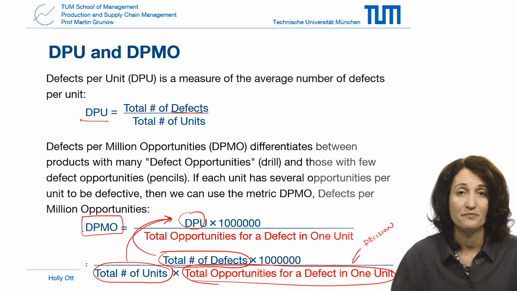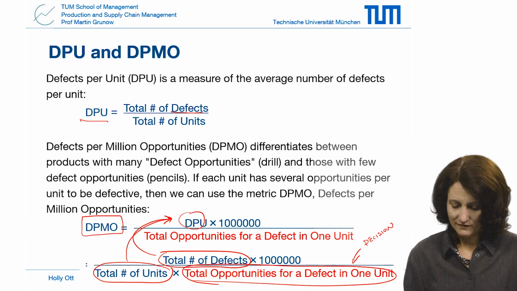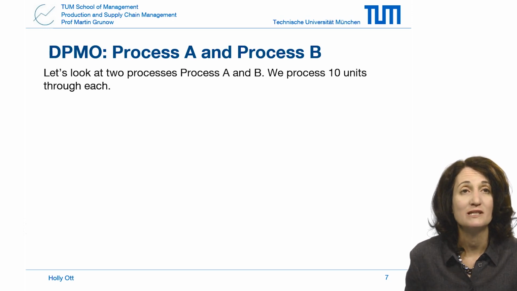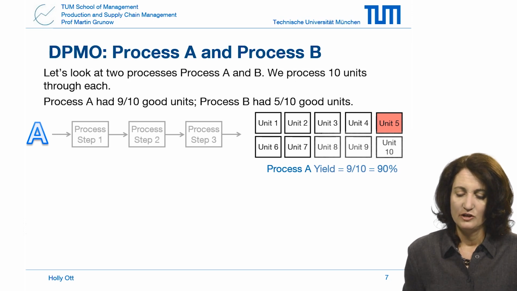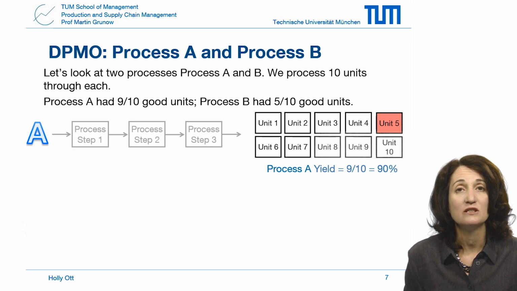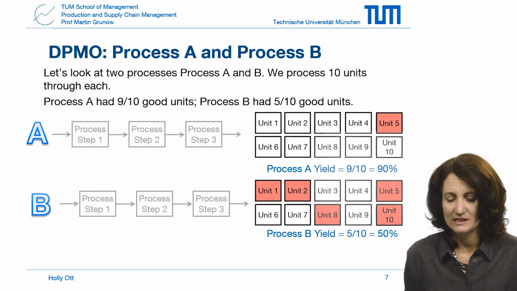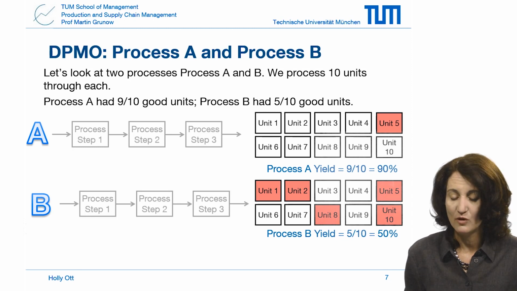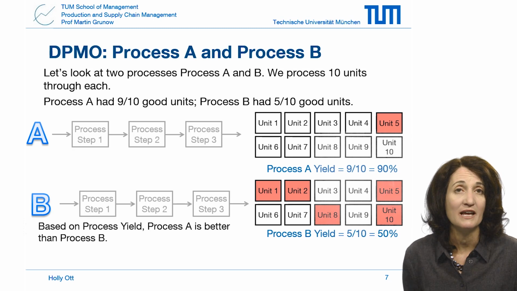We're going to look at an example of this. You are influencing the numbers here. So here we have two processes, process A and process B, and we're going to process 10 units through each. So here we see process A with 3 steps, and Unit 5 comes out bad, so we have a process yield of 9/10 or 90%. For process B, 10 units, and Unit 1, Unit 2, Unit 8, Unit 5, and Unit 10 are bad. So we have only 5 out of 10. So process yield for process B is only 50%. So based on the process yield, you can see process A is better than process B.